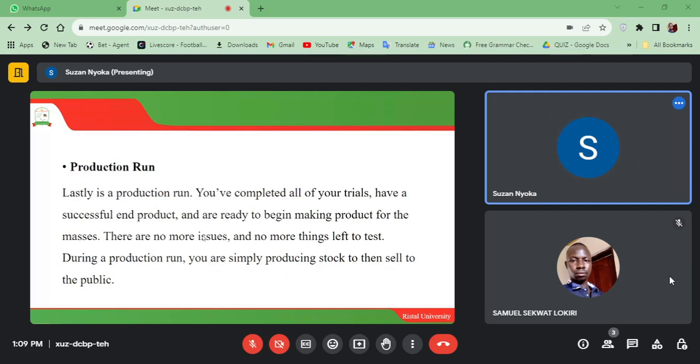So during scale up, you need to do the pilot trial. After the pilot trial, you go for the plant trial. After the plant trial, then you go to the production run, which is now the real action, after confirming that it's the final production run.